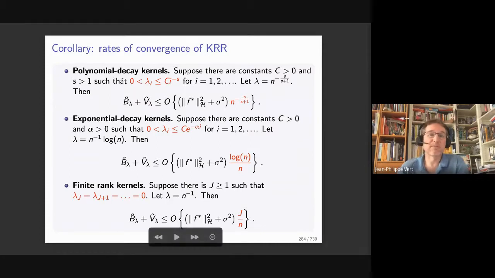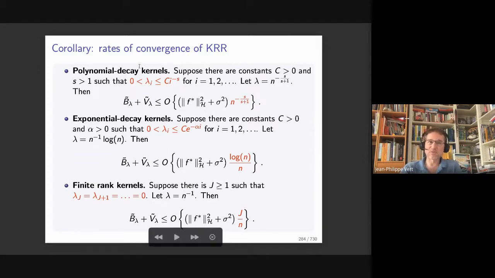So the first one is what we call polynomial decay kernels. Interestingly, here you see that we make an assumption on lambda i, the sequence of eigenvalues of the operator. Remember, if you go back to the section on Mercer kernels, there were a few comments about the fact that, for example, for the uniform norm over the 0-1 interval, polynomial decay corresponds to an RKHS which is a Sobolev space. And in particular, the larger the s, the larger the degree of the Sobolev space, and therefore the smoother the function you have there, right?